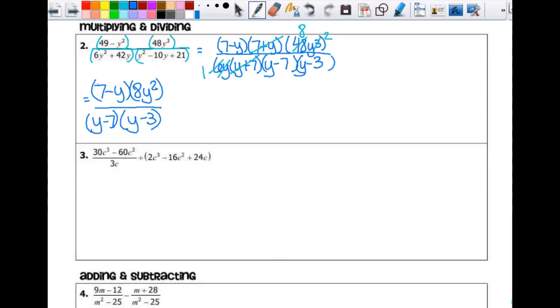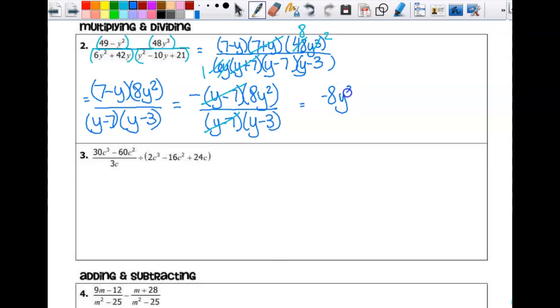A -1. I can factor out a -1. I can't divide by a -1. I can't randomly multiply by a -1, but I can factor out a -1. It's completely different. So I factor out that negative. That makes this y minus 7 times 8y squared over y minus 7 times y minus 3. So now I can cancel those out, and I am left with negative 8y squared over y minus 3. And that is my answer.